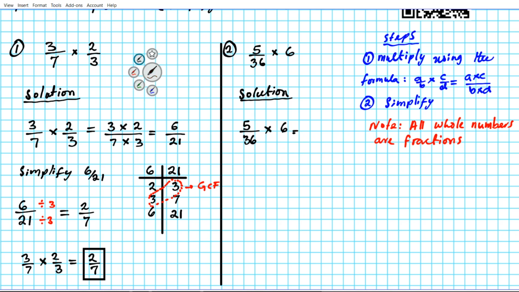What kind of fraction? What's a fractional representation of 6? If you want to convert a whole number into a fraction, all you do is just put it over 1. 6 divided by 1. Voila. There you have it. Okay? So just remember, when you're multiplying a whole number and a fraction, just rewrite the whole number as a fraction by simply dividing it by 1.